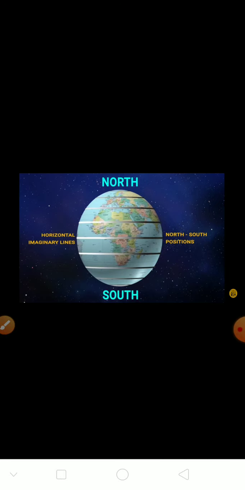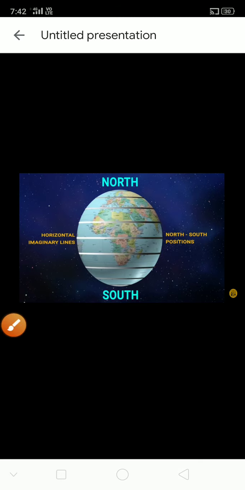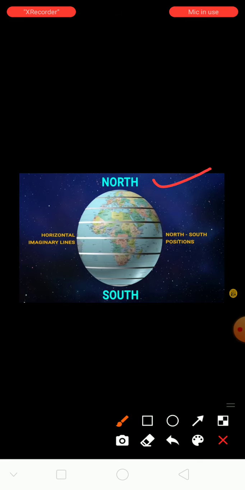So the next one is latitudes. We know latitude. So what is latitude? See here, these are the North Pole and South Pole.